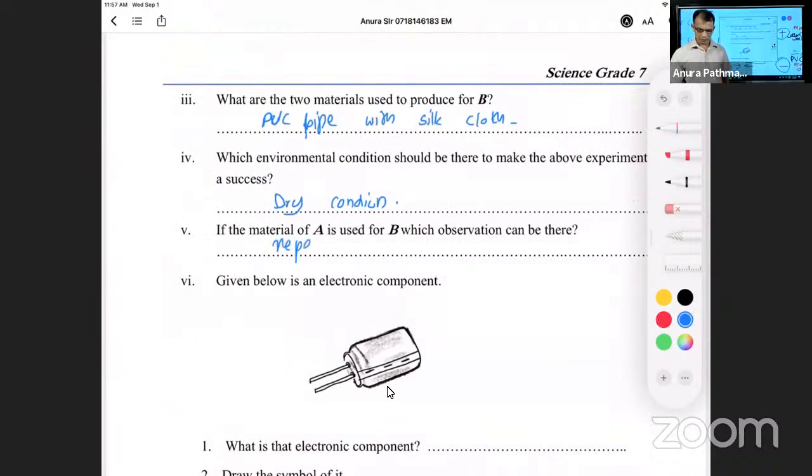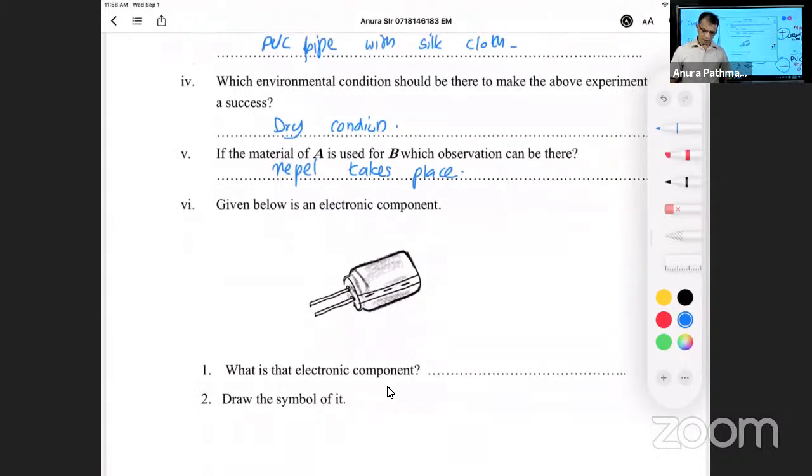Sir, for the third question, can't we write a woolen cloth rubbed with ebonite rod? Yes, you can. Very good. Given below is an electronic equipment component. What is the electronic component? It's a capacitor. Draw the symbol of it.